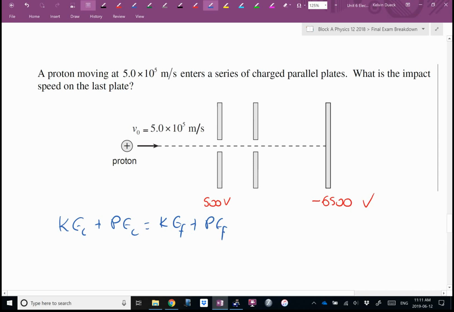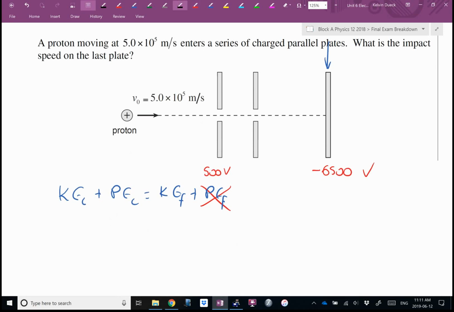We said that mathematically this proton moving sideways is the same as lifting an object off the ground and just having it hit the ground. In other words, the ground is right here. The final potential energy is 0. Yay! It's always nice when something cancels. So the kinetic energy, that hasn't changed since physics 11. It's going to be a half mv squared. So a half mv initial squared, a half mv final squared.